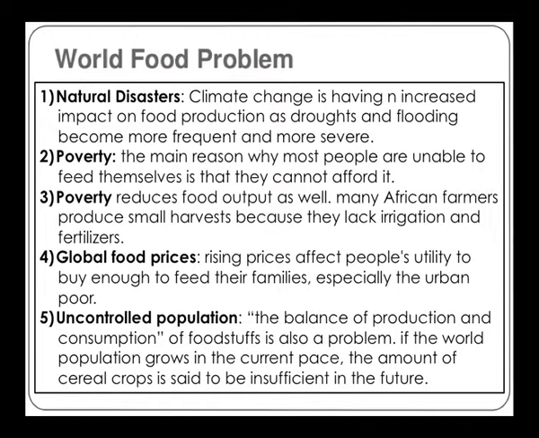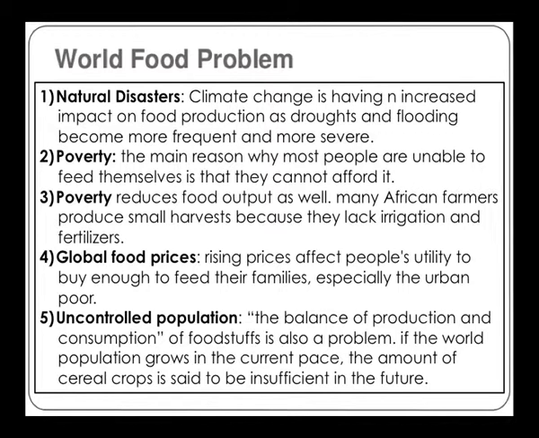Poverty. Ultimately, the main reason why most people are unable to feed themselves is not that food is not available. There is a lot of food, abundance of food actually, but they cannot afford it. But poverty also reduces the food output. Many African farmers produce small harvests because they lack irrigation as well as supporting measures like manure and fertilizers. For example, Africa has the lowest fertilizer usage in the world, a measure of how its farmers are simply unable to afford the high inputs used by their developed nation counterparts.